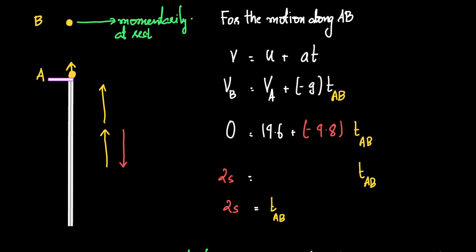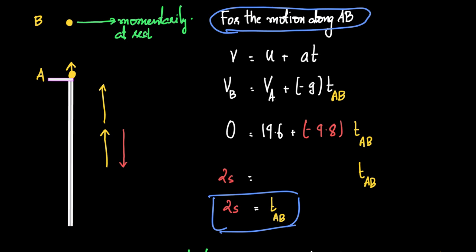It is opposing the initial direction of motion, so acceleration would be negative, acceleration is minus g. So acceleration is minus 9.8, v is 19.6, vb is 0. Why is it 0? Because it is momentarily at rest at B. So TAB is equal to 19.6 by 9.8, which is 2 seconds. Therefore, TAB is equal to 2 seconds. Now this is for the motion along AB.